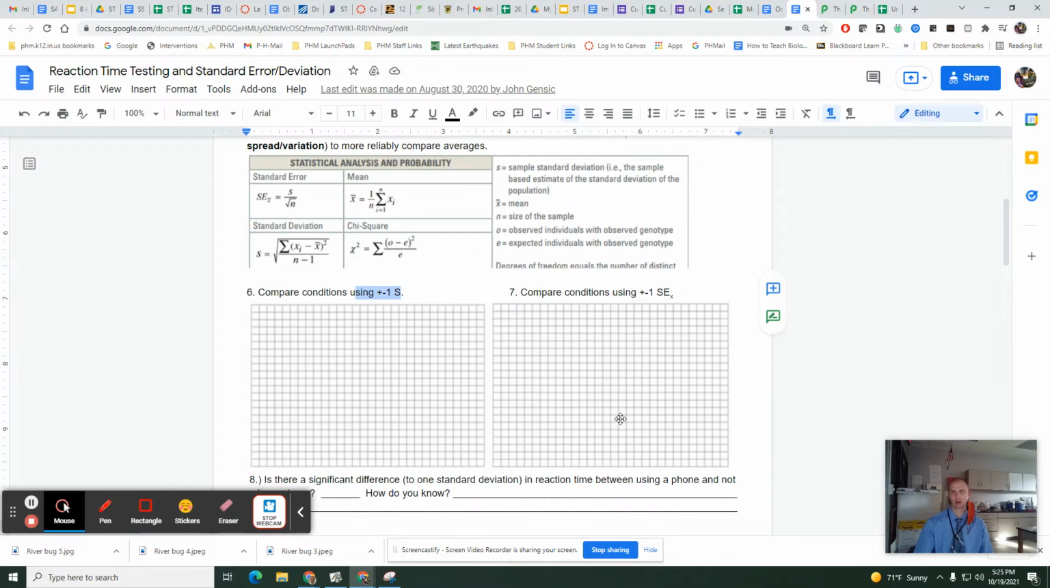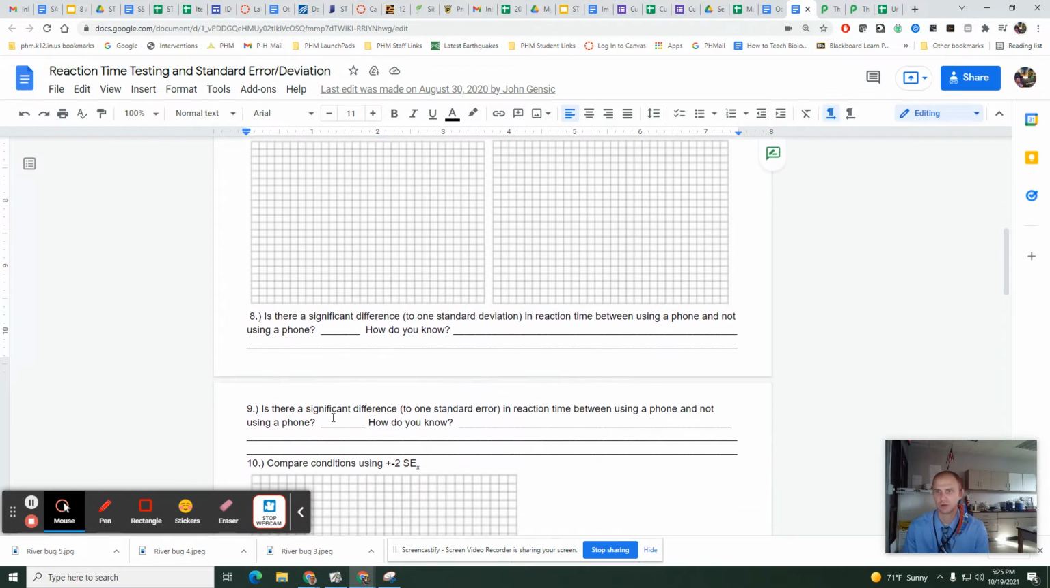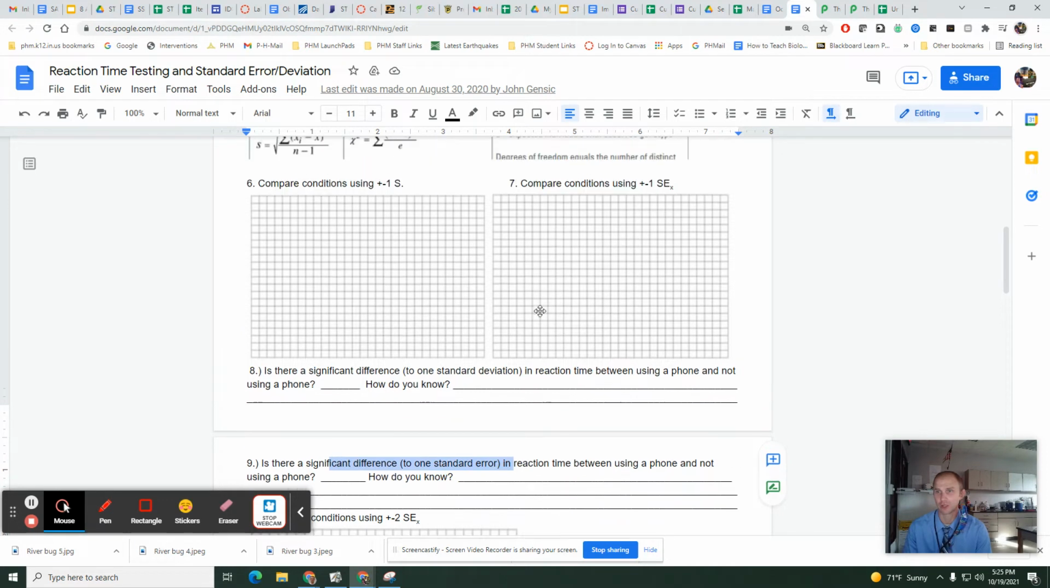So the standard error tightens up your tallies out further. So is there a significant difference to one standard deviation? Yes or no? Is there a significant difference to one standard error? So the first one is looking at this graph. Number 8 is looking at this graph. Number 9 is looking at this graph. Okay.